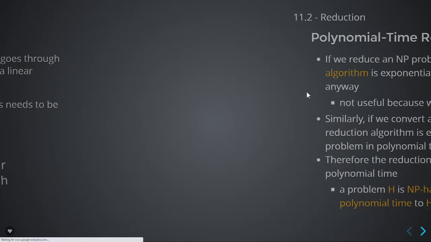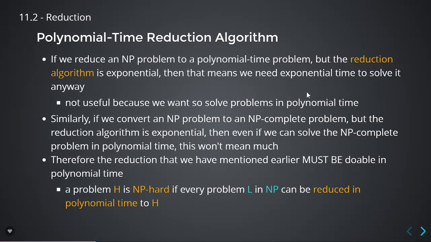As in, if you have an NP problem and you reduce it down to a polynomial time algorithm, but the reduction is exponential, that means you need exponential time to do it. It's an exponential time algorithm, which is useless because you want a polynomial time algorithm. The reduction is part of the algorithm, so it must be polynomial as well. Same thing with the conversion from any problem in NP into an NP-complete problem. We must do this in polynomial time because otherwise there's no point. The goal is to do things in polynomial time at all times.